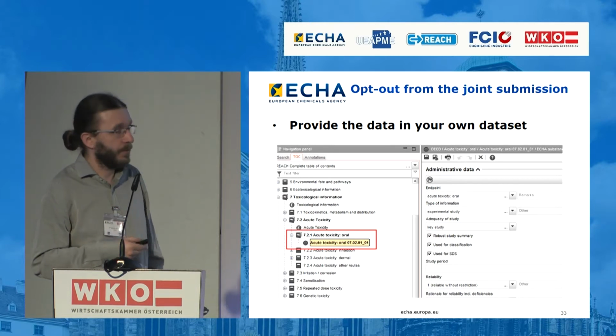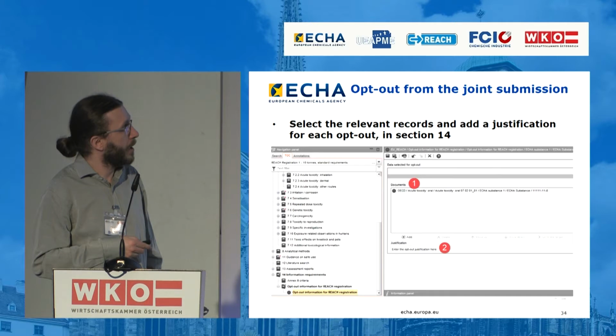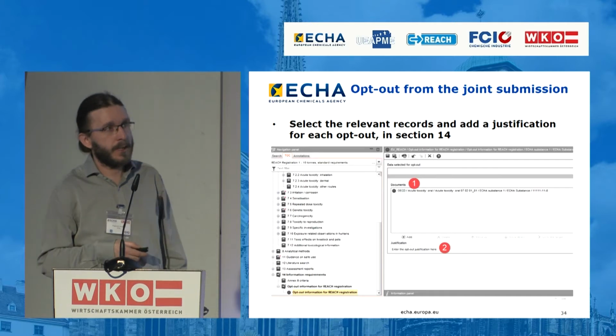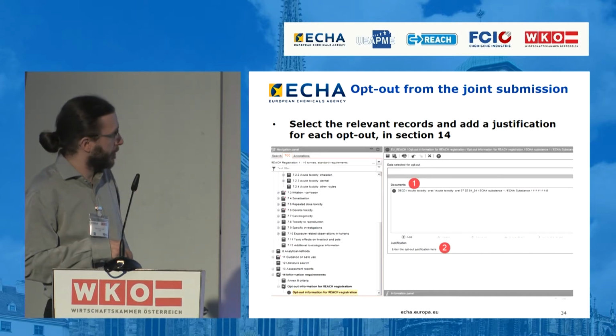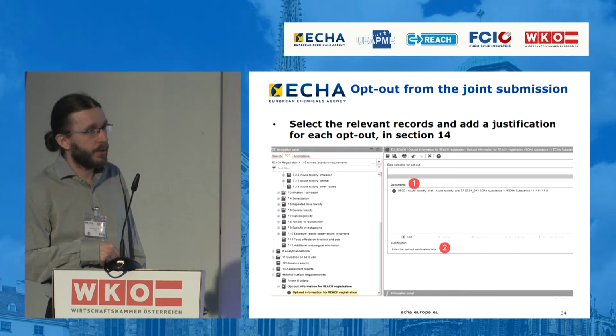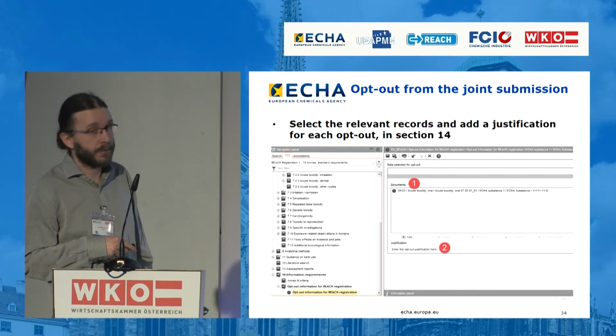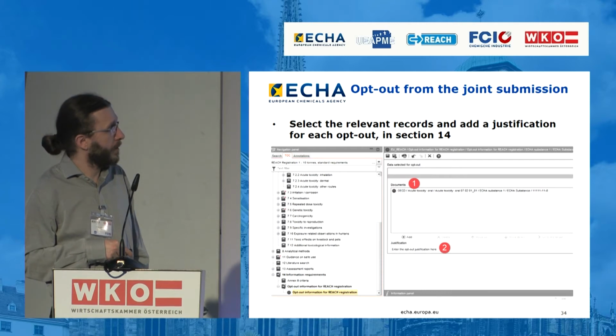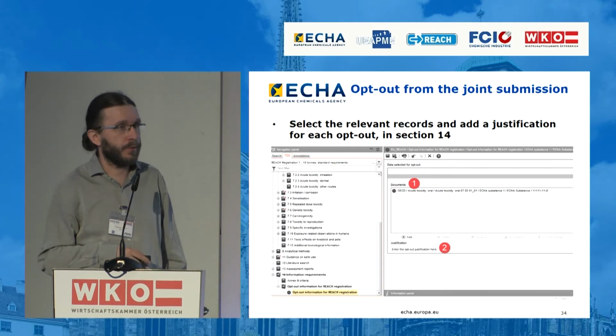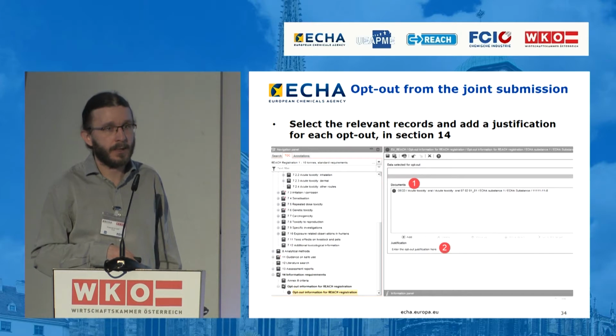But in that case, if you're a member of a joint submission, you have to opt out for this information, and this is done in section 14 here, where you create a record listing all the data you opt out for, and you provide a justification why you were not able to share the data with all the members of the joint submission or with the lead.